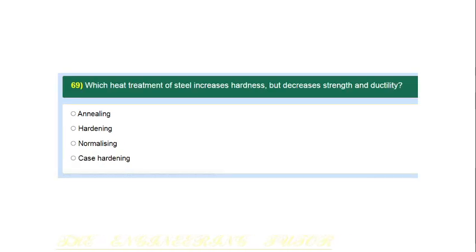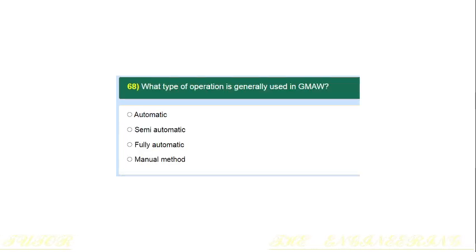Which heat treatment of steel increases hardness but decreases strength and ductility? Which heat treatment process increases hardness and decreases strength and ductility? Simply, we can directly go for the hardening option. Annealing and normalizing will increase the ductility and strength. Case hardening will be only through the outer surface only.